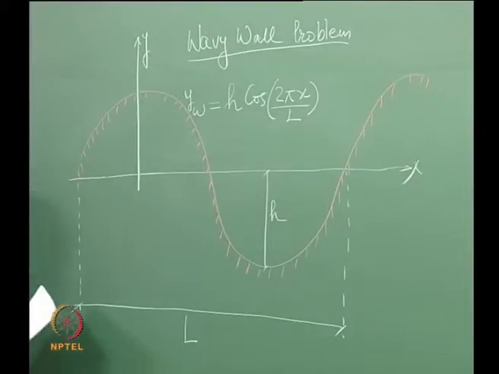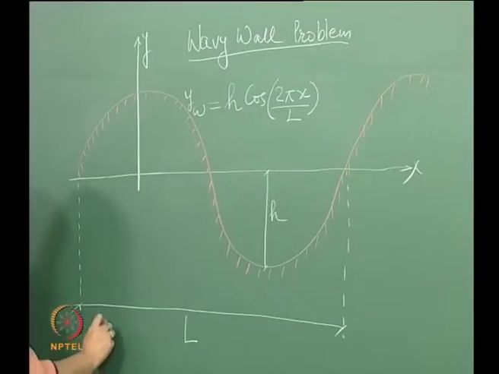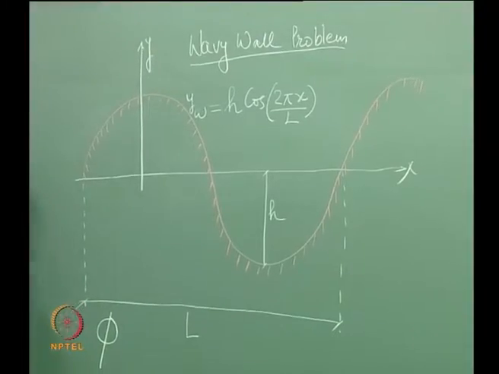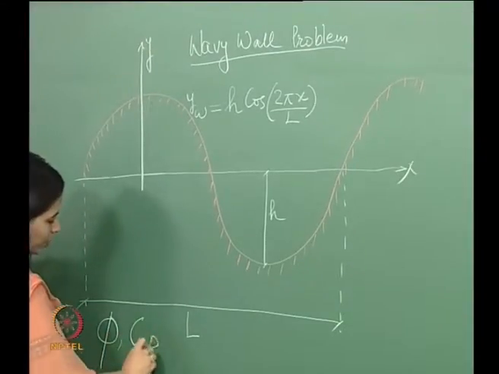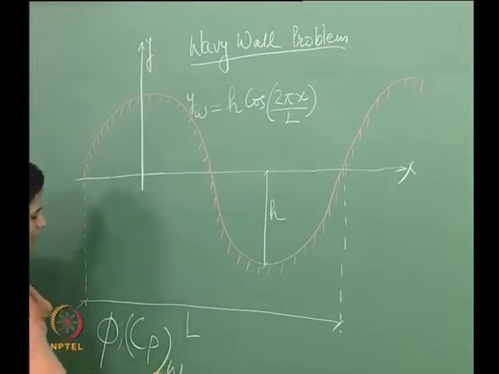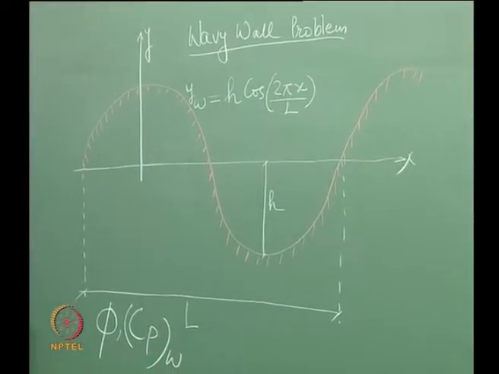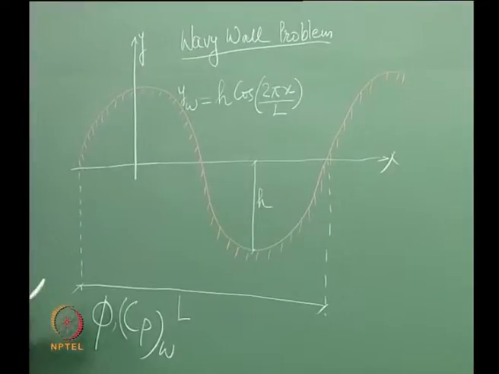So what we need to do here is assume that H is small. Considering this as a small perturbation problem, find an expression for the velocity potential, which is phi, and the surface pressure coefficient, the pressure coefficient at the wall. So this is what we need to find out.